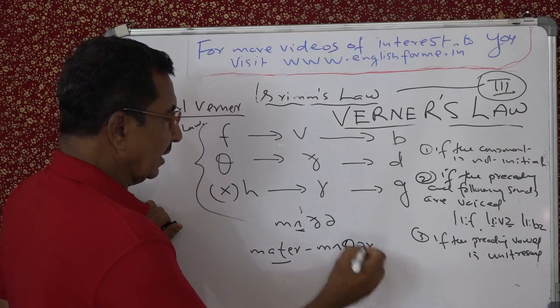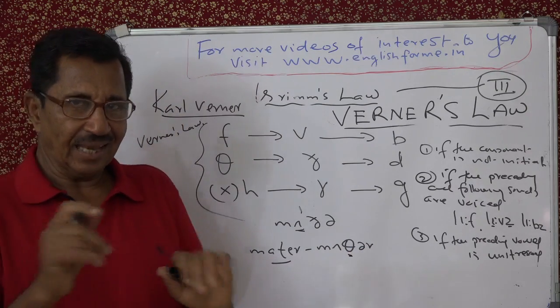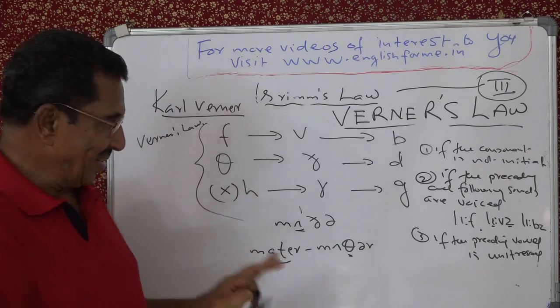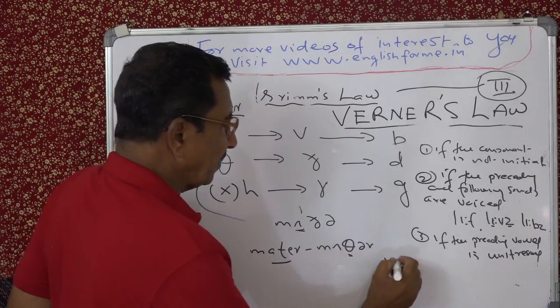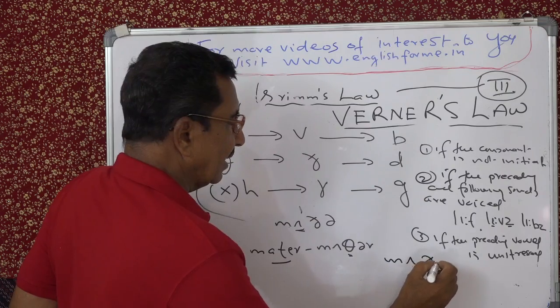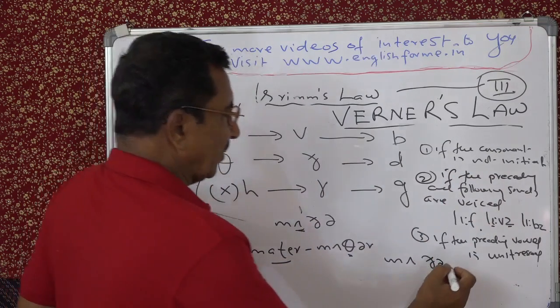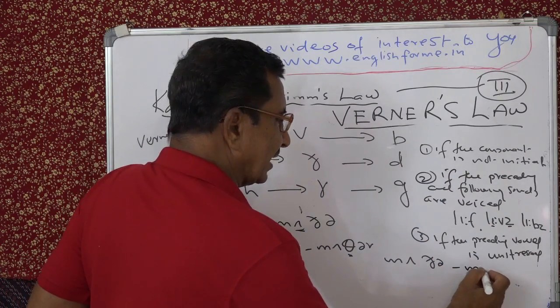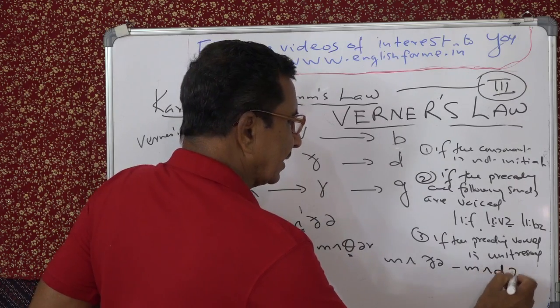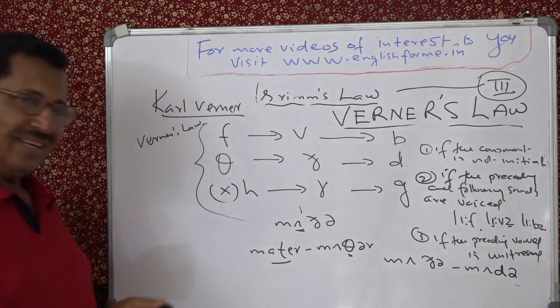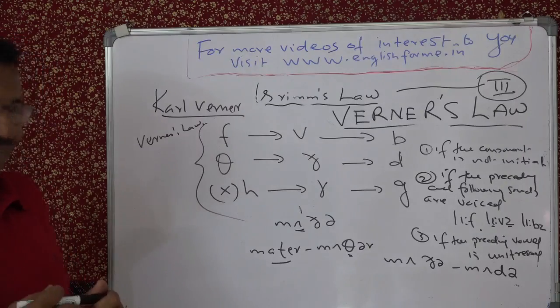And then this 'mother' might have become... see, I am just showing an example only. Mother, this must have become mother. And this probably might have become, my tendency to become mother. See this, mother. This is an example.